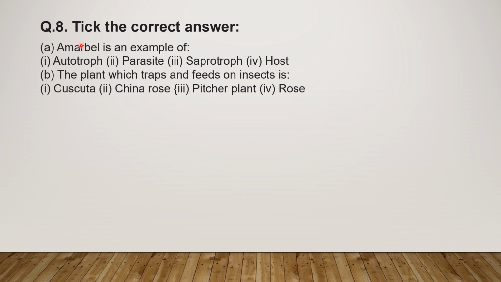Question number 8, tick the correct answer. Amarbel is an example of, amarbel means the Cuscuta plant. Is it an example of autotroph, parasite, saprotroph, or host? The answer is parasite. Amarbel or Cuscuta plant is a parasite. Next question. The plant which traps and feeds on insects is Cuscuta, China rose, pitcher plant, or rose. Definitely that is the pitcher plant. So the pitcher plant traps and feeds on insects.